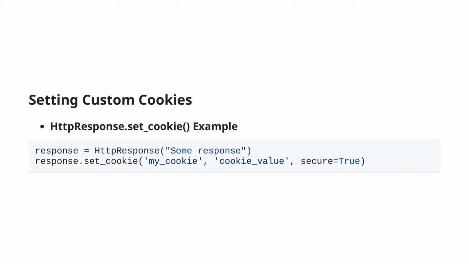Python: response = HttpResponse("Some response"); response.set_cookie('my_cookie', 'cookie_value', secure=True). This method is useful for customizing the behavior and properties of the cookies your application sets, allowing for a more tailored and secure user experience.